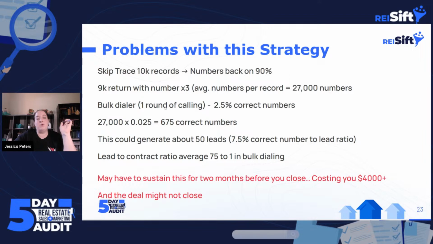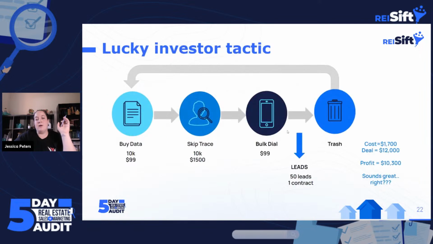If we send through the bulk dialer 1 round of calling, on average, we see 2.5% correct numbers on the first dial through. And so if we multiply that, we would get 675 correct numbers on that dial through. So if we go back to this slide, when I dialed through, I got 675 correct numbers just dialing through one time, usually. Only 50 of them were leads.